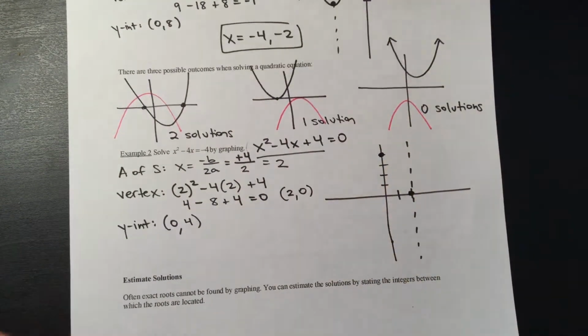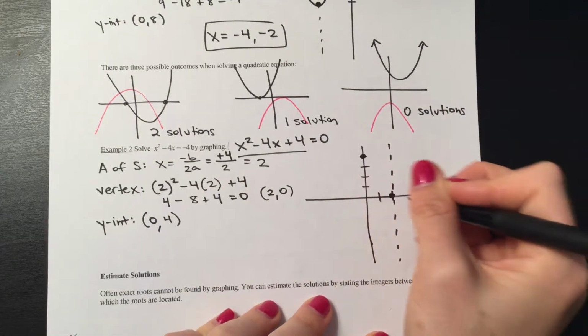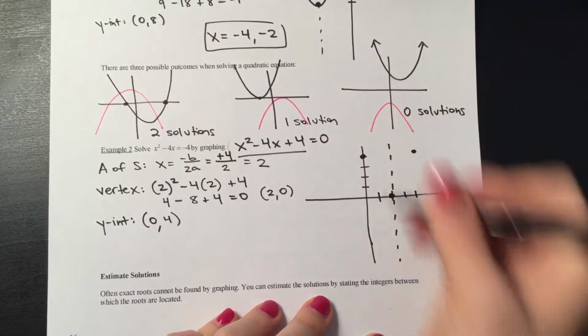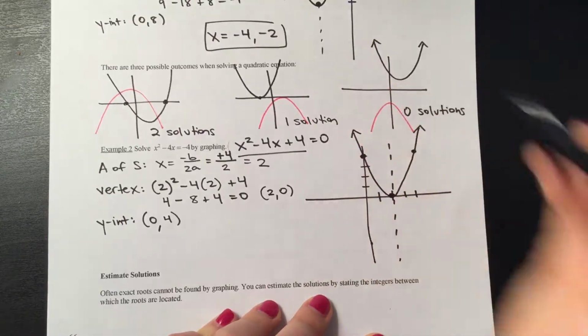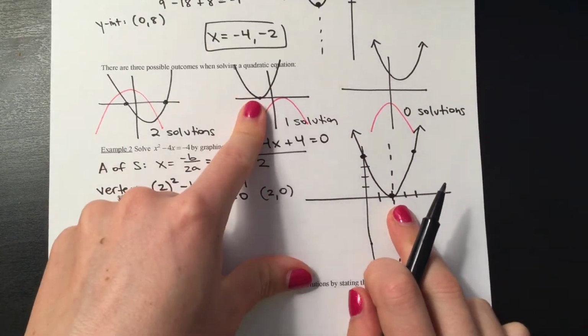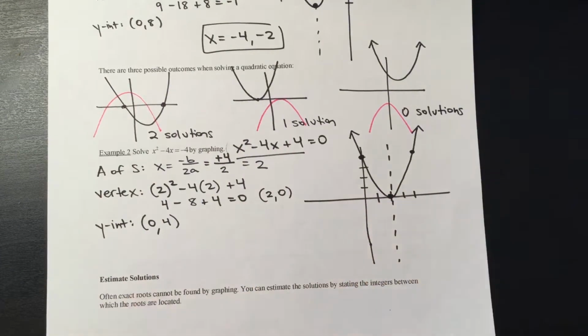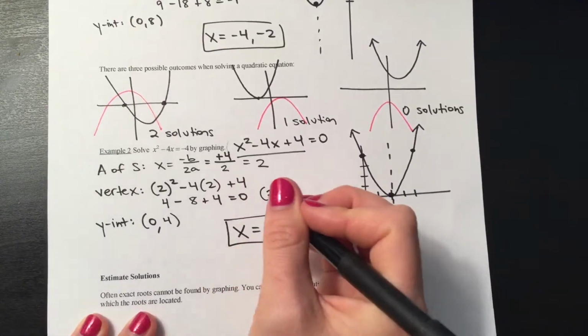There's 1 point there. And then the last step before you actually graph it is to get a mirror image. So I'm 2 units away here. So I'm going to go 2 more units, plot a mirror image, and then connect the dots. So this one is one of those cases where I have 1 solution. So the only solution that I have is right at x equals 2. That's the only x-intercept. So x equals 2 would be your solution.